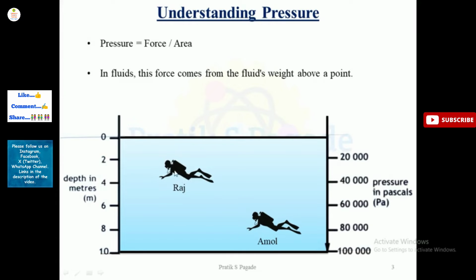Suppose this is a point where there is Raj. Above Raj, there is some weight of the fluid, in this case the weight of the water. From this weight the force comes. Deeper, more weight, more pressure. As I told you, as we move downwards, going deeper, the pressure will increase more. That is, depth is directly proportional to the pressure.